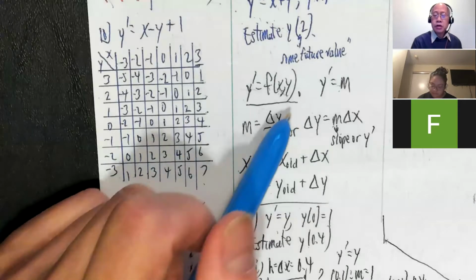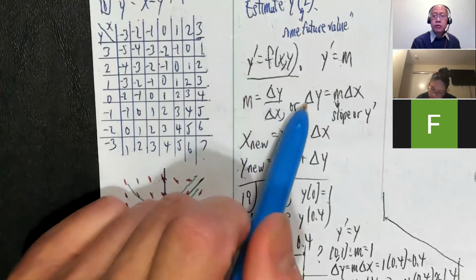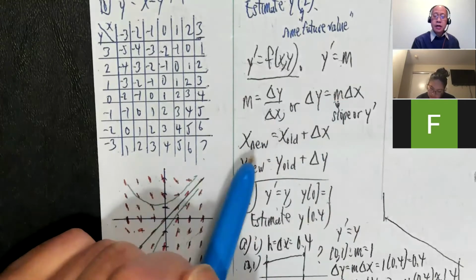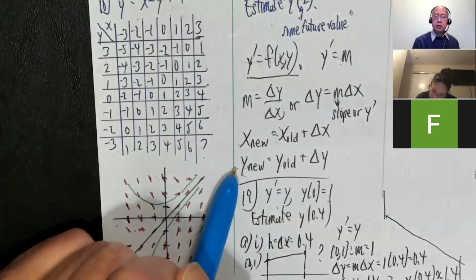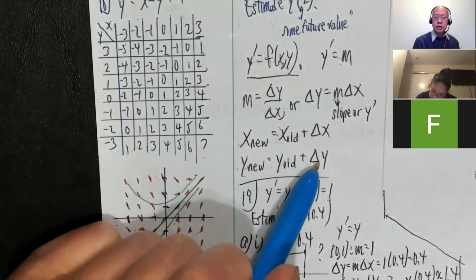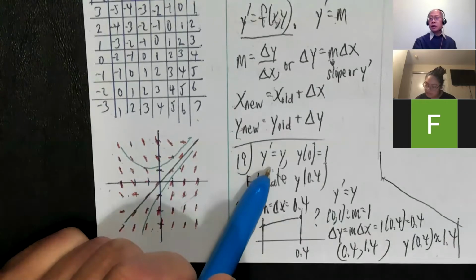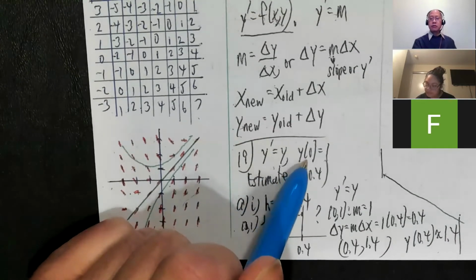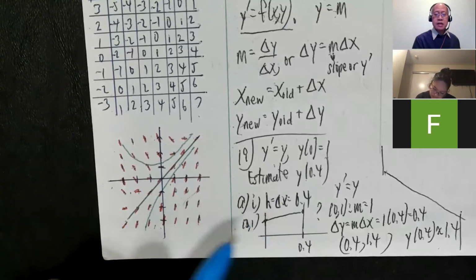All right, so key ideas that we're going to do over and over and over here are delta y equals m delta x, and then x new is x old plus delta x, y new is y old plus delta y. Okay, so now problem 19, y prime is equal to y, and y of 0 is equal to 1. Estimate y of 0.4. This picture is not drawn to scale. I didn't want it to be to scale.